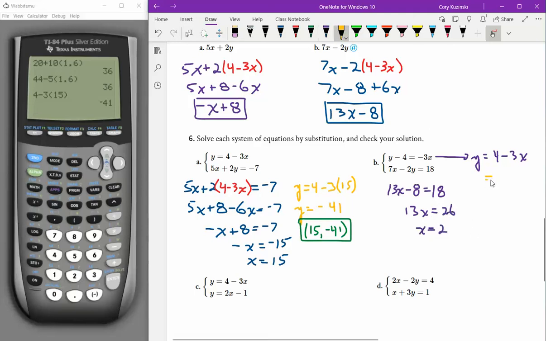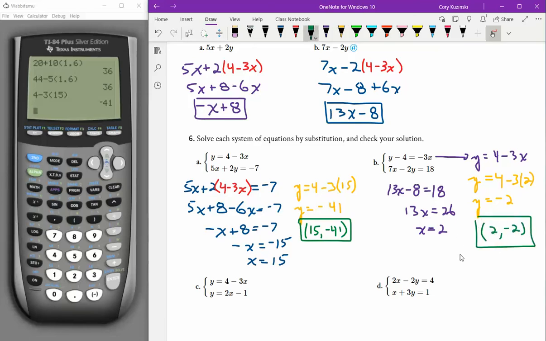And when we plug that 2 in right here, 4 minus 6 is negative 2. So our solution here is 2, negative 2. We can check that real quick. Let's go 7 times 2 minus 2 times negative 2. And that should give us 18. It does.